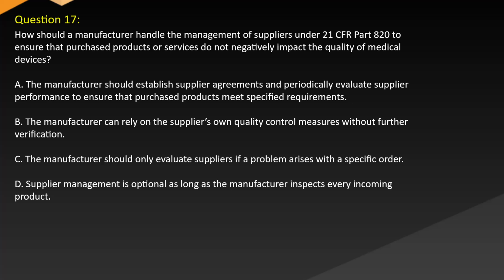to ensure that purchased products or services do not negatively impact the quality of medical devices? A. The manufacturer should establish supplier agreements and periodically evaluate supplier performance to ensure that purchased products meet specified requirements. B. The manufacturer can rely on the supplier's own quality control measures without further verification. C. The manufacturer should only evaluate suppliers if a problem arises with a specific order. D. Supplier management is optional as long as the manufacturer inspects incoming product.